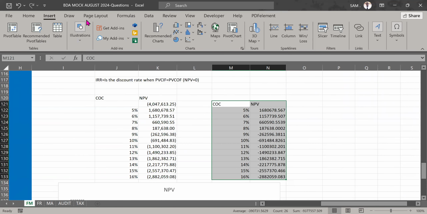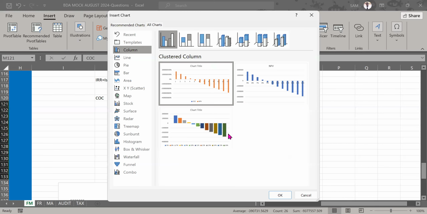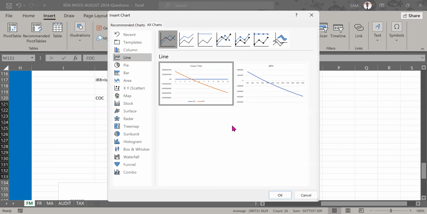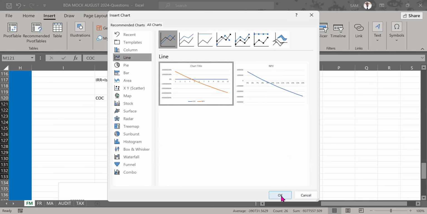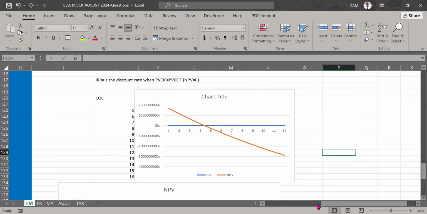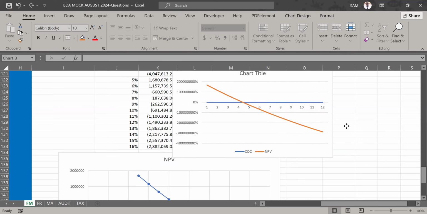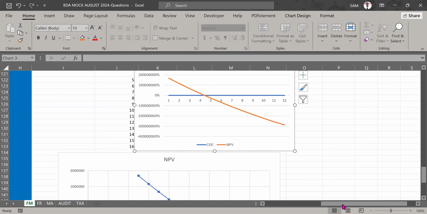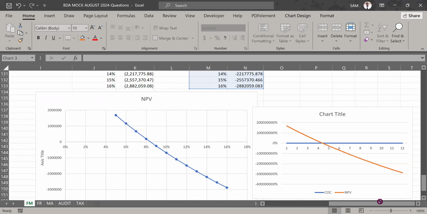You just go to insert. When we are at insert, then you just go to all charts like that. Then you will always see all the recommendations. I can even go ahead, if you look at the line, for example, I can pick that line graph like that. If I pick the line, you can see it is coming there. And our interest, like I told you, is where NPV is 0, the point where it crosses the NPV line and it is 0.